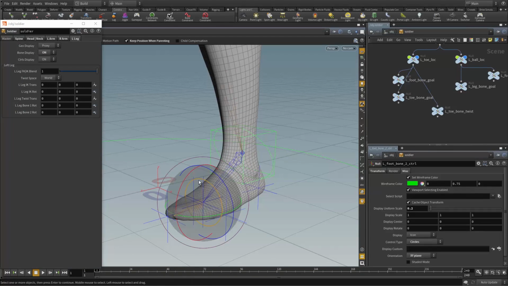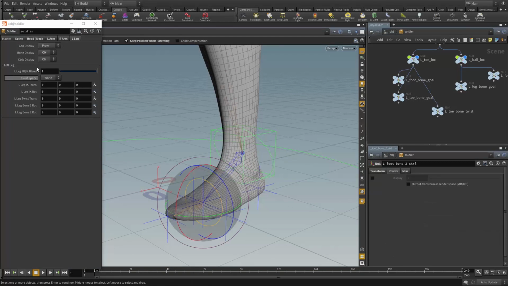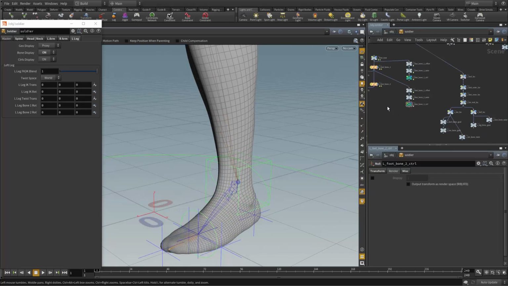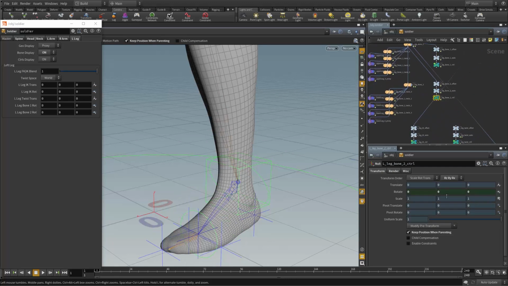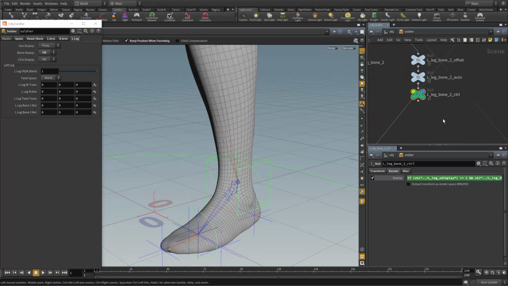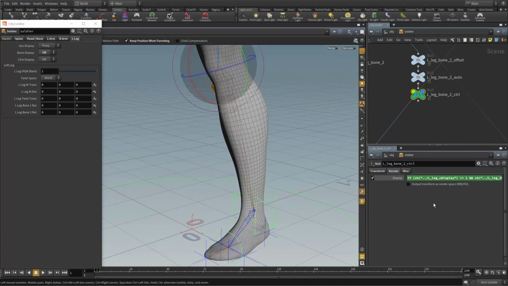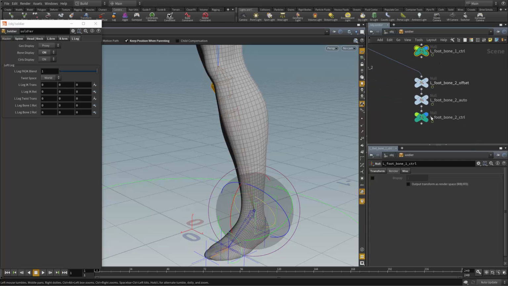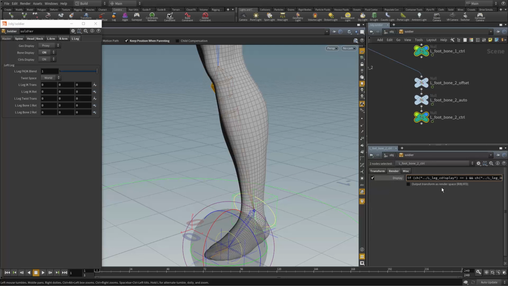And let's drive our foot controls with this IKFK blend, just as we've done with the leg and arms. So I'm going to go up and find the left leg bone 2 control, which is the FK control here. I'm going to steal this expression. I'm going to put that inside both the left foot bone 1 control and the left foot bone 2 control. So on their render tab, display, paste that in. And I'm going to change left leg to left foot. Even though this parameter doesn't exist yet, I can still use it.